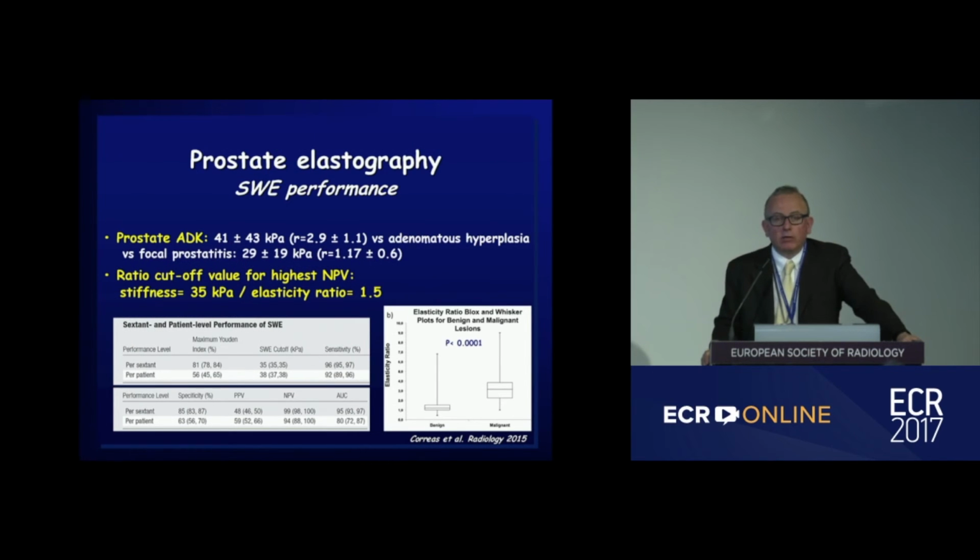But shear wave can also be combined with these fusion techniques, and we know that shear wave elastography is really a clear tool that improves the detection of prostate cancer. When we do a ratio between the lesion that we can see and the surrounding prostate, you see in the peripheral zone that the malignant lesions are strongly stiffer compared to the benign lesions. And you see that the performance in both per sextant and per patient evaluation, the sensitivity, specificity, and negative predictive values are pretty high.